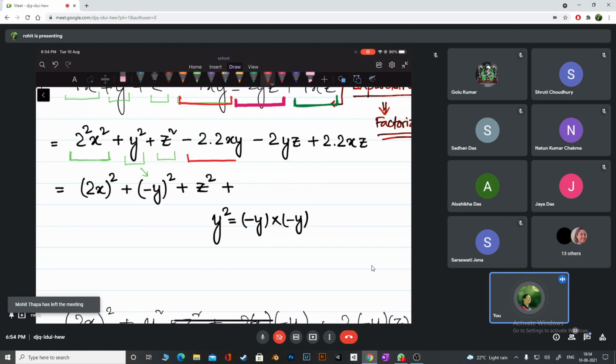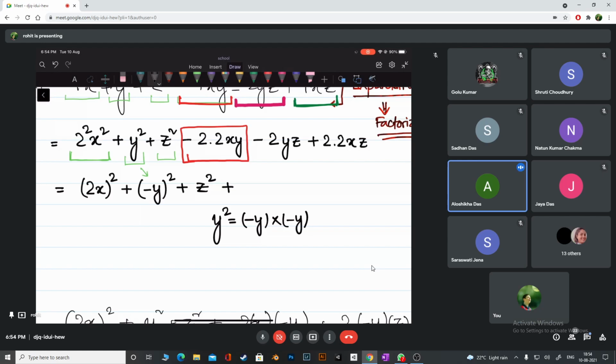Okay. Please look at this number very, very nicely. Tell me what is this number? Minus is there, right? Yes, sir. 2 is there, x is there, y is there, right? Now check. Do you agree that I can write like this? 2 I can write?